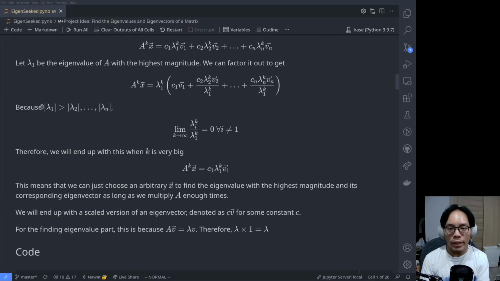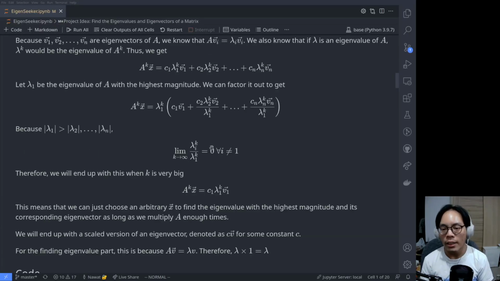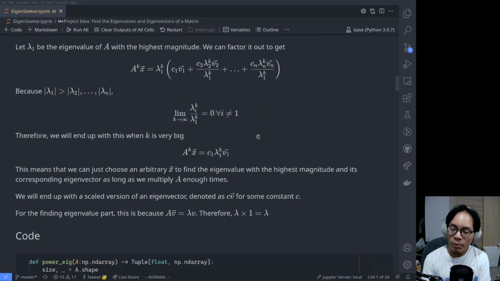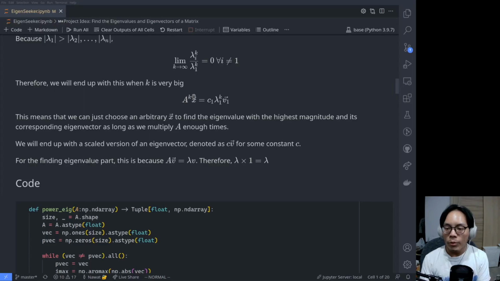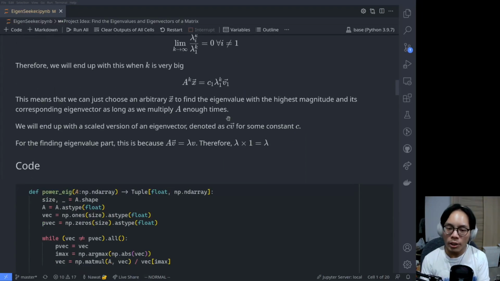And because we know that lambda_1 has the highest magnitude, it's basically going to dominate the rest of the terms, making the rest of these terms become 0, and we're going to end up with this, which is basically A to some power where k is very big, multiplied by an eigenvector that is scaled by some number. This means that we can just choose a random vector x and then multiply A to it many times, and at some point you're going to get the eigenvector of that.